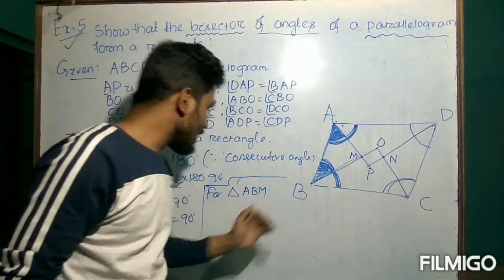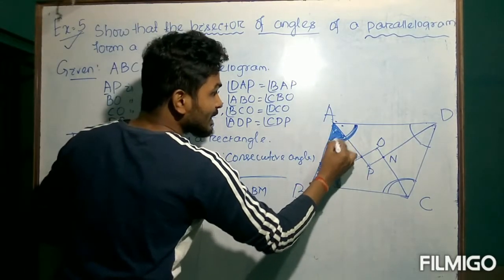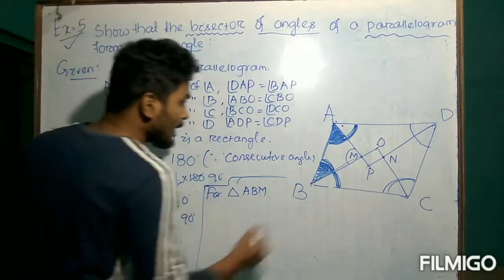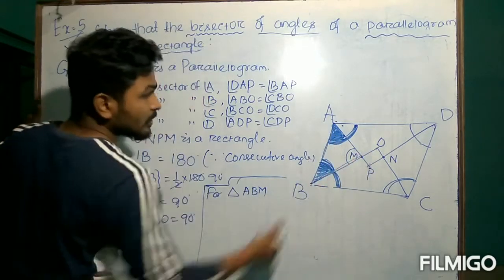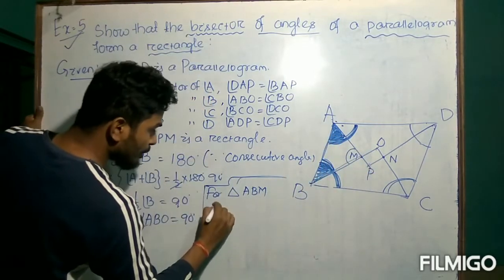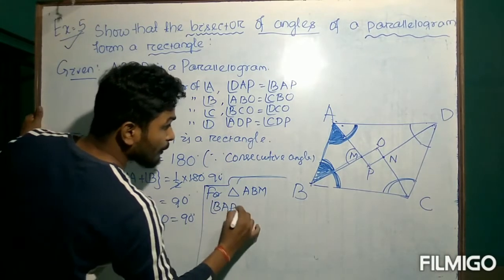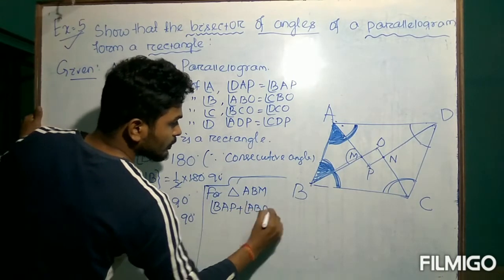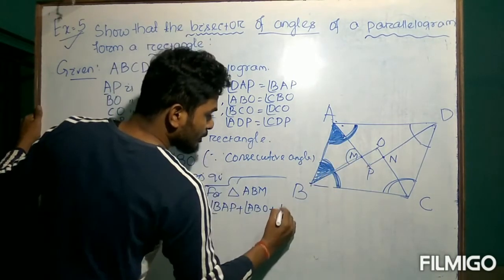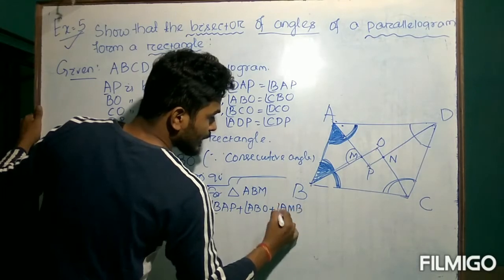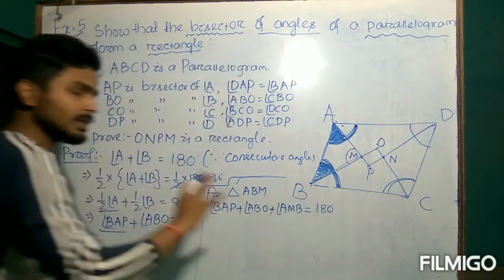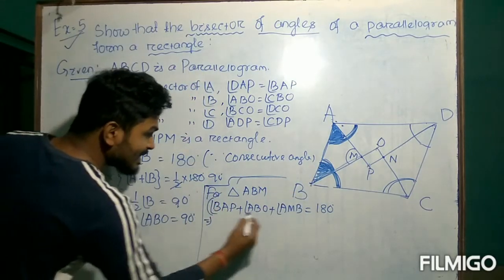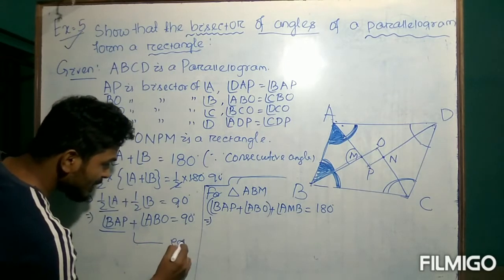For triangle ABM, the sum of three angles, this angle and this angle and this angle, is equal to 180 degree. Yes or no? Yes. So this angle means BAP plus this angle means ABO plus this angle means AMB is equal to how much? Is equal to 180 degree. We know it. In a triangle, the sum of the three angles is 180 degree. So now, as we have proved, suppose this is equation 1.